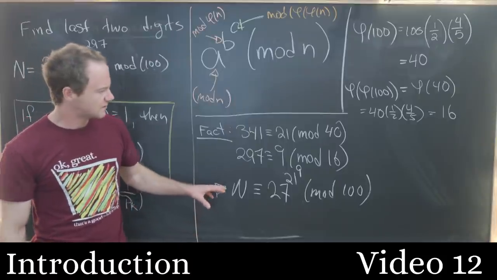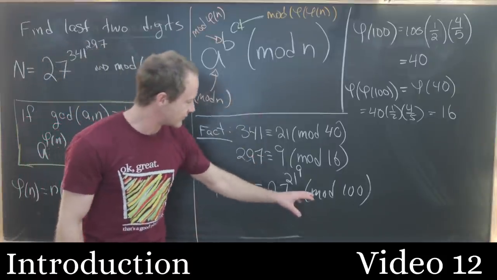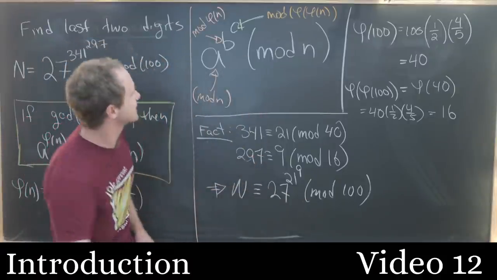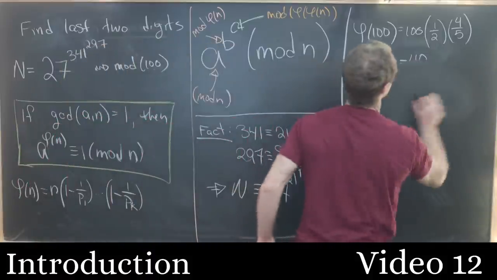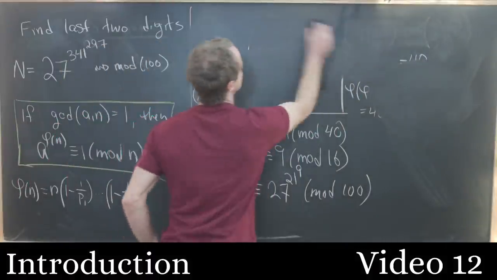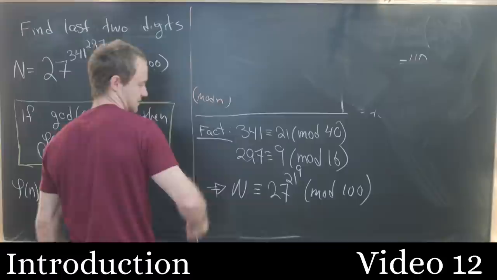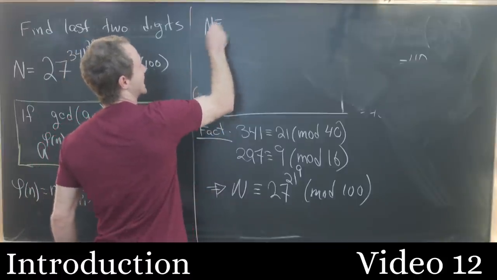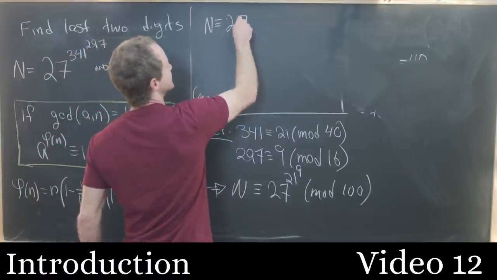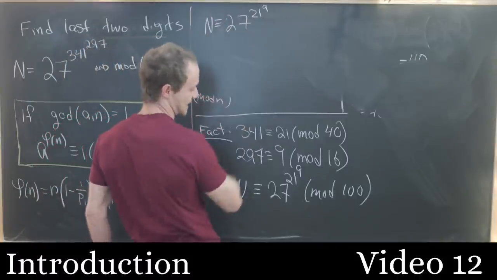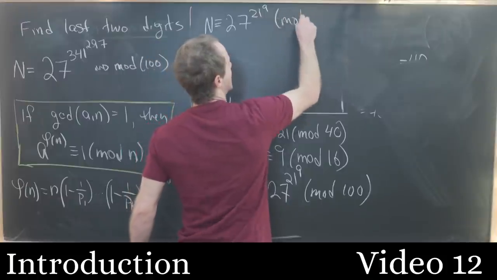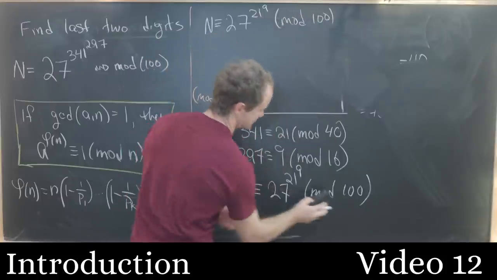Okay, nice. Now I think we don't really have room to do this calculation here, so let's get rid of this and we'll pick up right there. So let's see, we need to calculate. Right now we've got N is congruent to 27 to the 21 to the 9 mod 100.